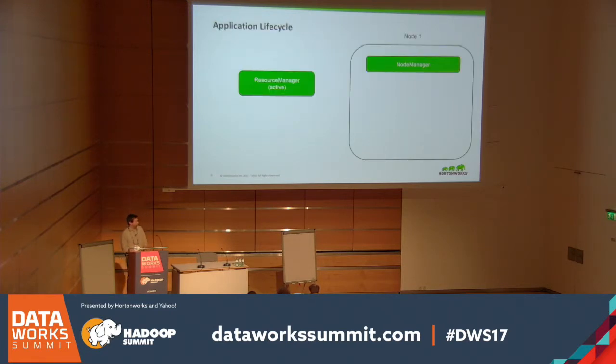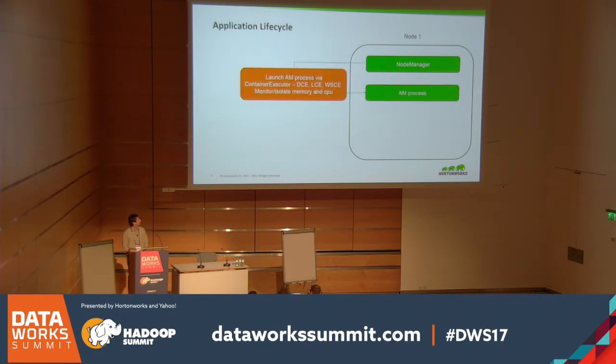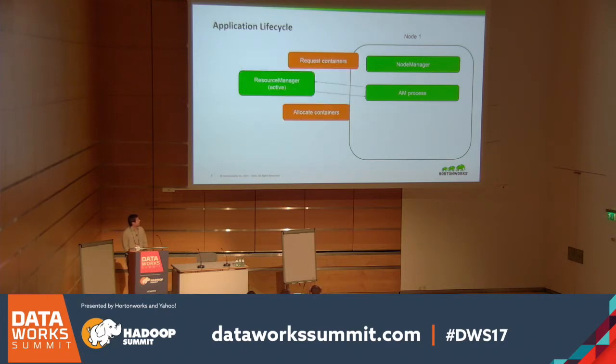So a quick overview of the current, about a year ago, this was the application lifecycle on Yarn. You have a node manager that's running on a node, and a resource manager that's the active one. The node manager heartbeats its resources to the resource manager, which realizes there's an application waiting to launch, and so it tells the node manager to launch an AM. The node manager will launch the AM using a container executor. You have default container executor, Linux container executor, Windows, whichever one is configured, and it launches the AM process. This AM process then asks the resource manager for resources.